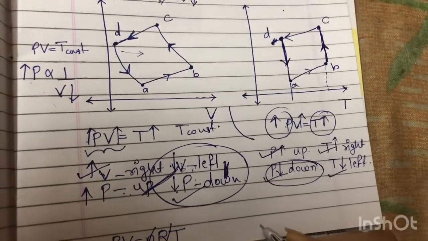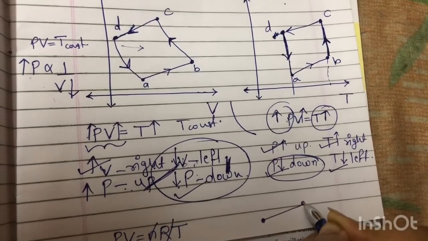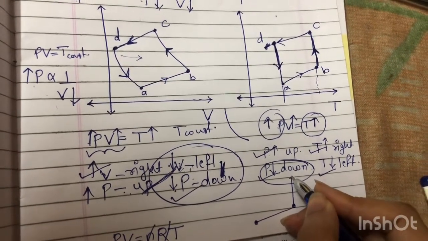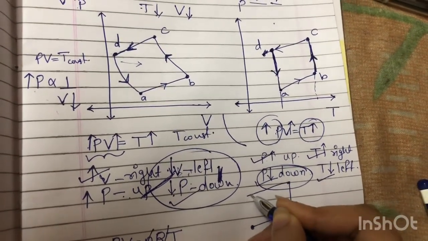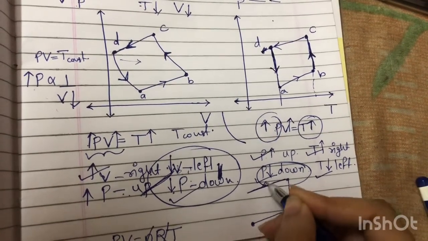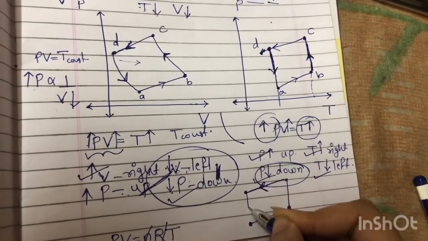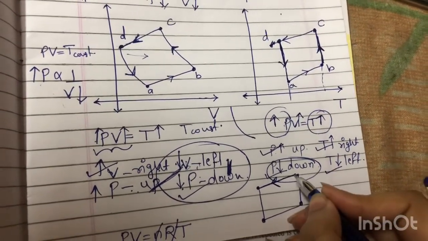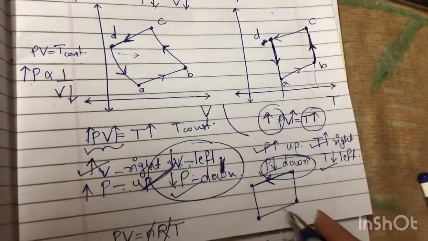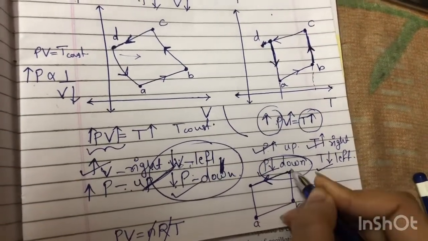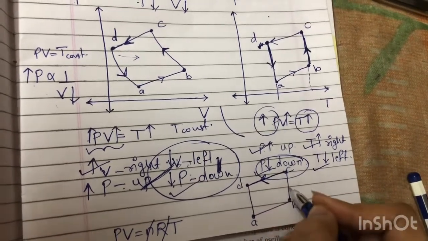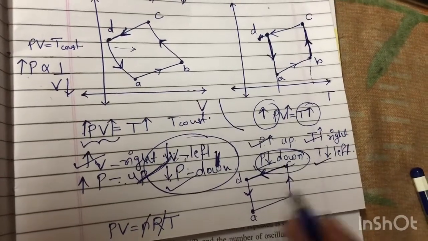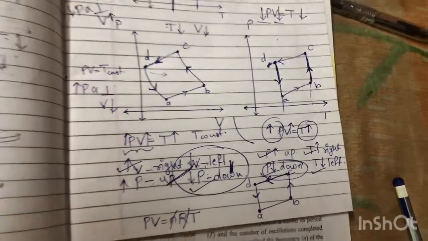If you notice, it goes like this, then it will go straight, then it will come down, and then from here straight. This is the graph. Here I couldn't make it properly. A, B, C, and this is D. This is how it will look. All the 4 lines are straight lines. Hope you understood this.